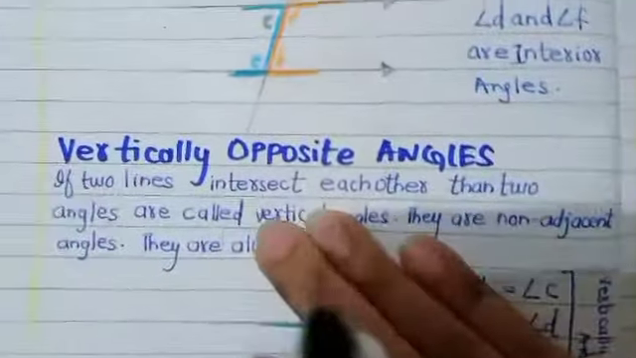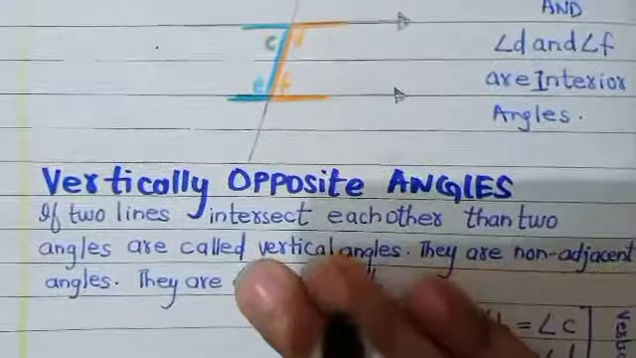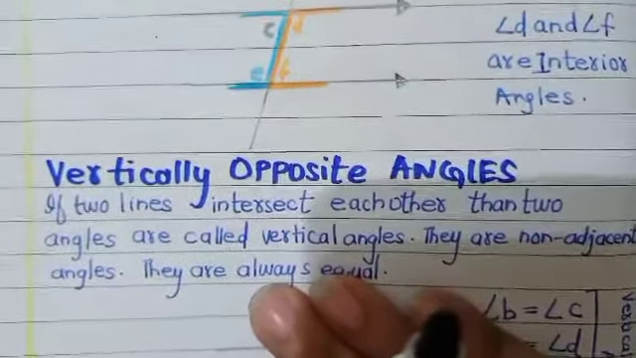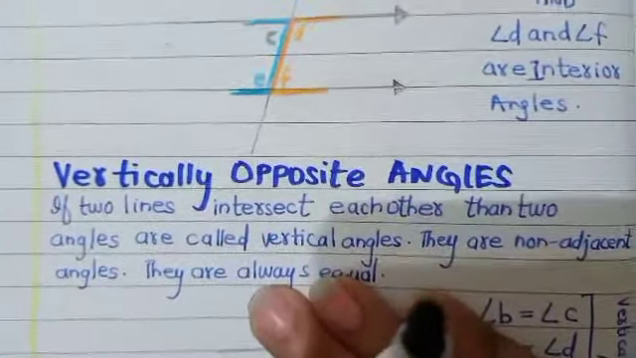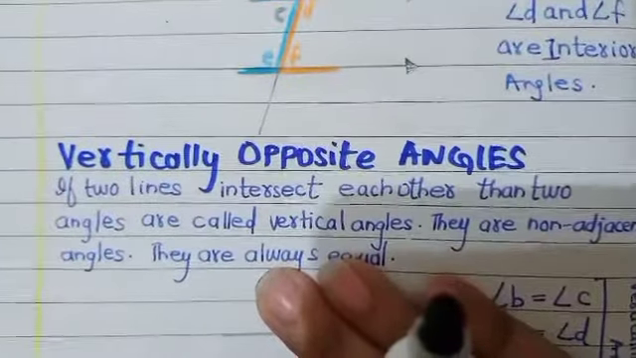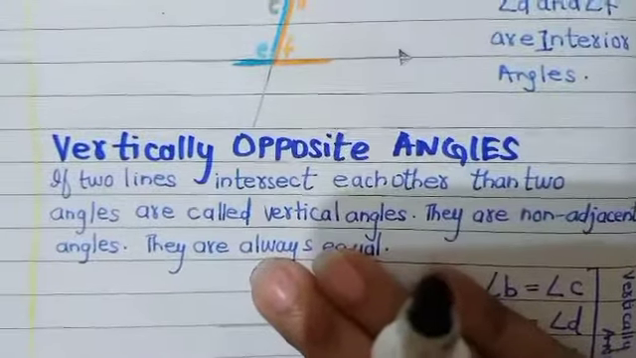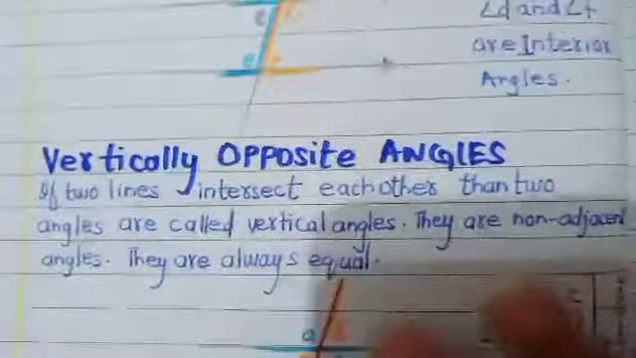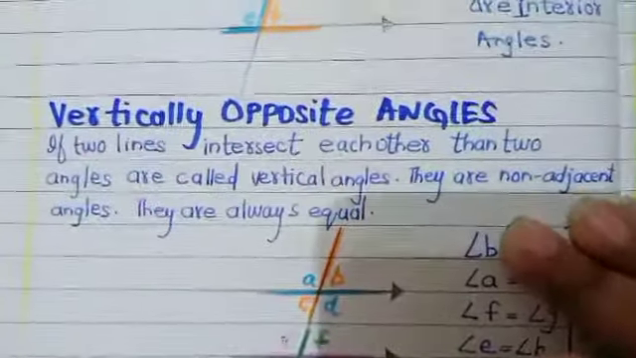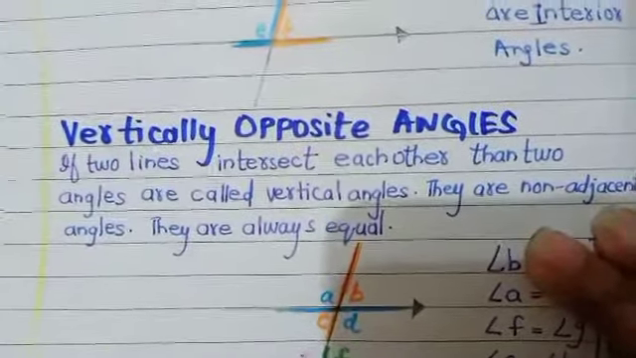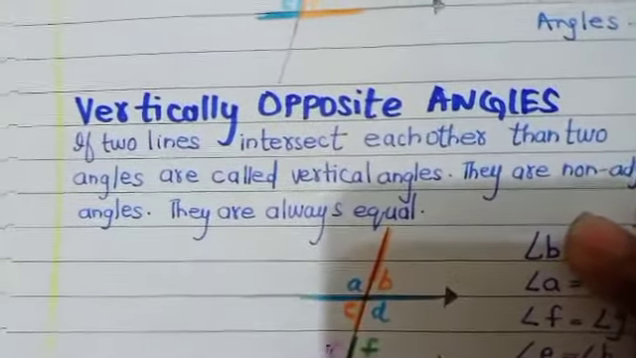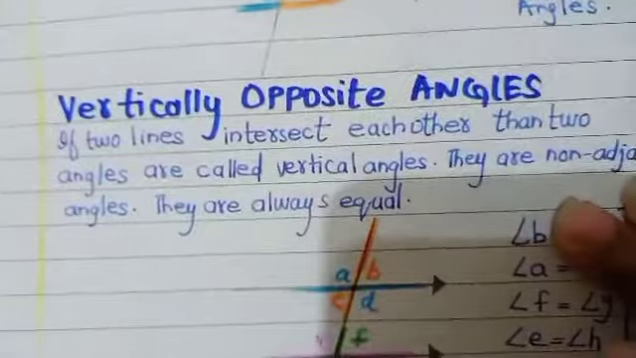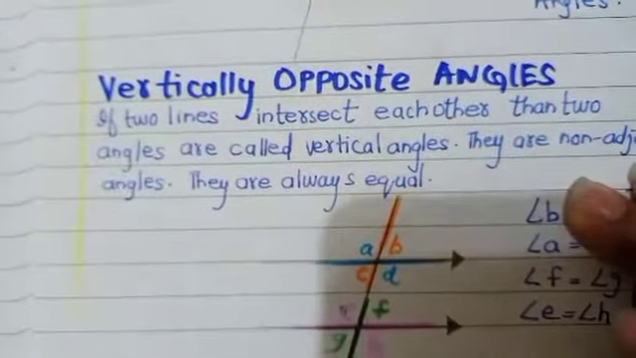Okay, vertically opposite angles. What are vertically opposite angles? If two lines intersect each other, then two angles are called vertical angles. They are non-adjacent angles. Adjacent angles are those angles which share a common vertex, so non-adjacent angles are those which are not sharing a common vertex.